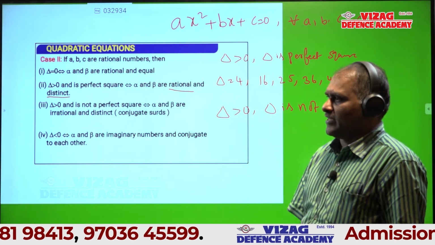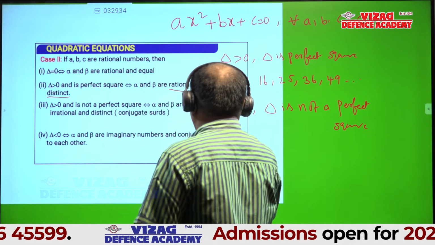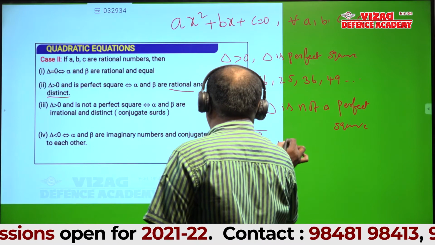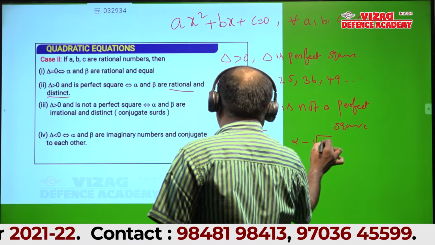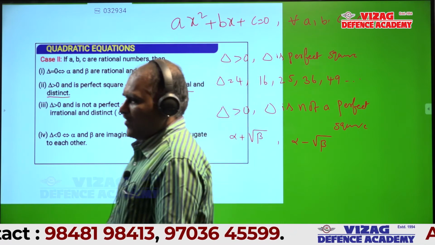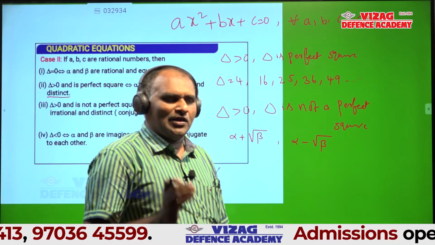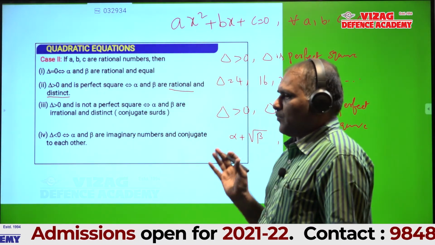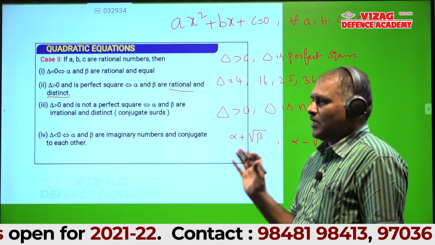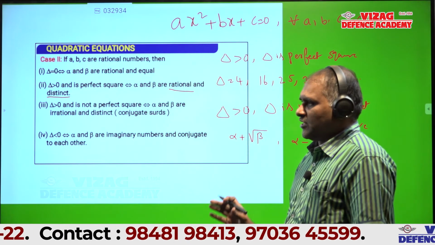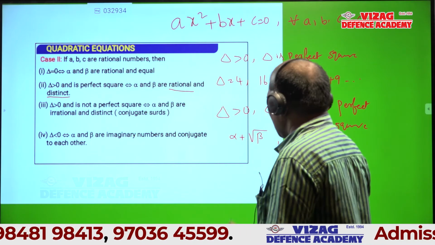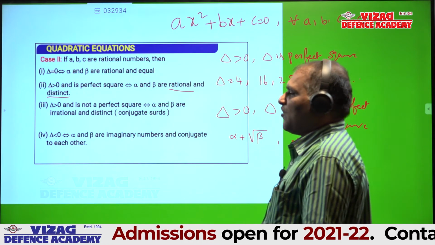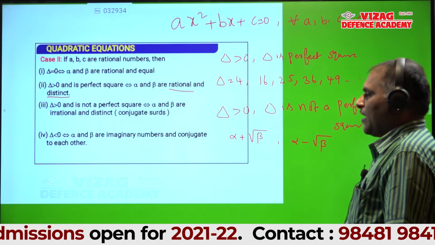Real but irrational. What is the form of the roots? One root is alpha plus root beta, another is alpha minus root beta. Therefore, when delta is greater than 0 and not a perfect square, the roots are irrational and distinct. One root alpha plus root beta, another root alpha minus root beta. Any doubt?